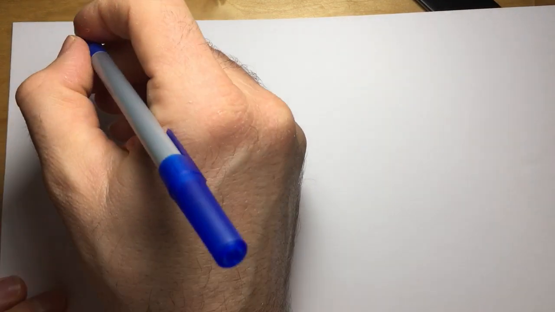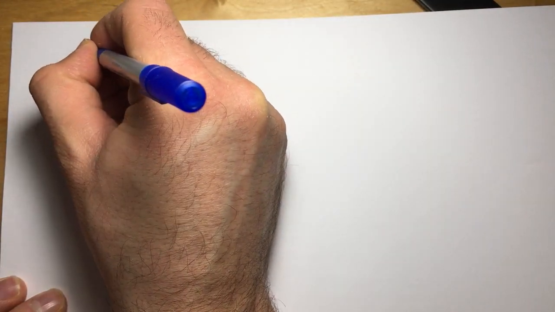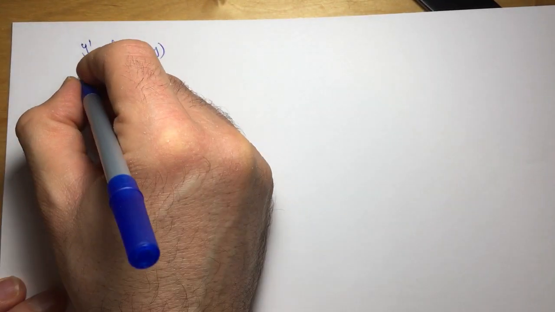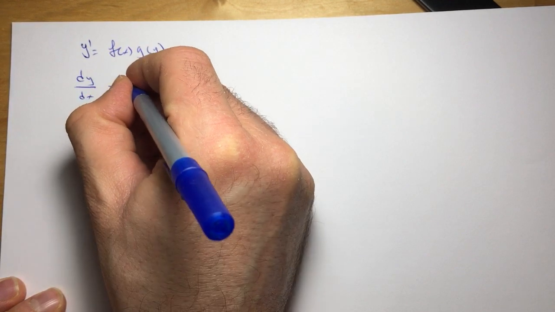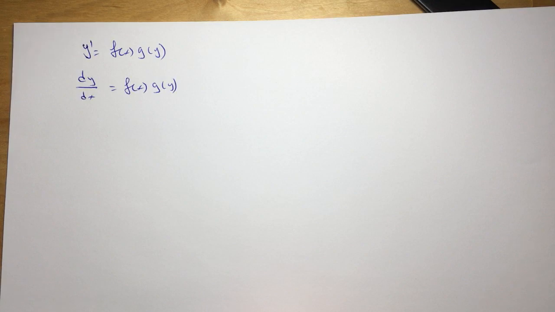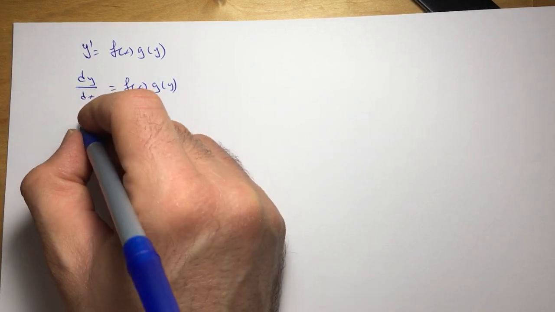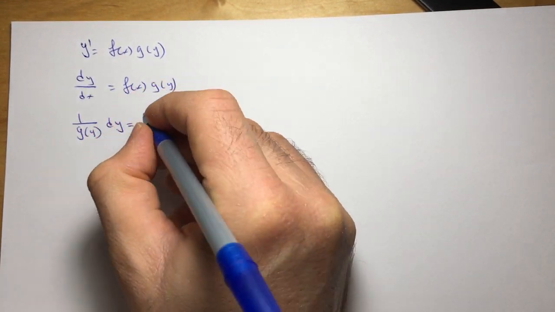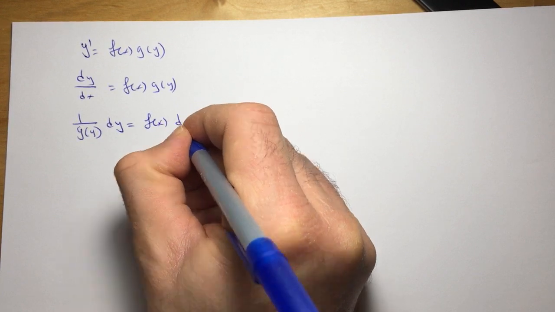Now that we know what separable differential equations are, let's see how to solve them. Okay, so the idea here is that if you have y prime is equal to f of x times g of y, y prime can be expressed as dy/dx is equal to f of x g of y. Okay, then you want to bring this into the following form. This is going to be 1 over g of y dy is equal to f of x dx, right?